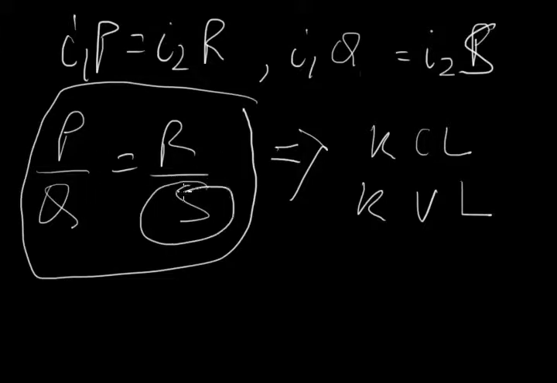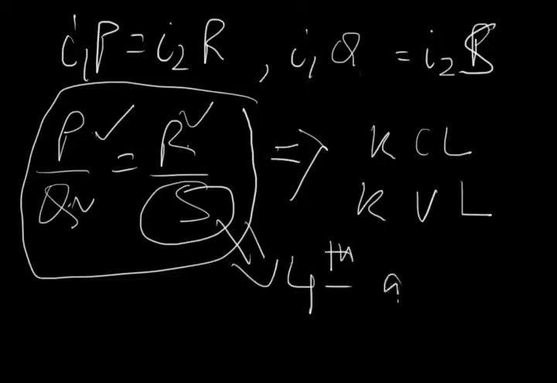This S is unknown. When P, Q, R, the resistances in the first, second and third arms, are known, the unknown resistance in the fourth arm can be easily calculated. So that is all about Wheatstone bridge and how it is solved applying KCL and KVL.